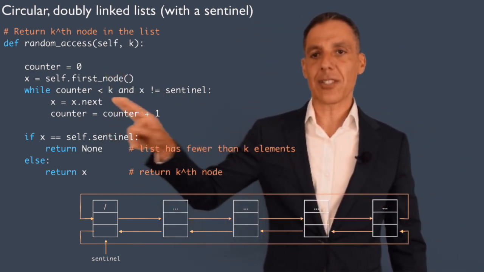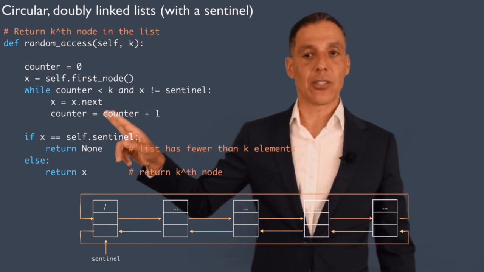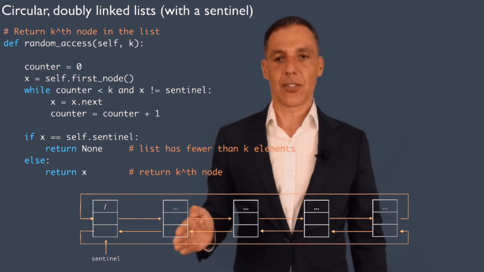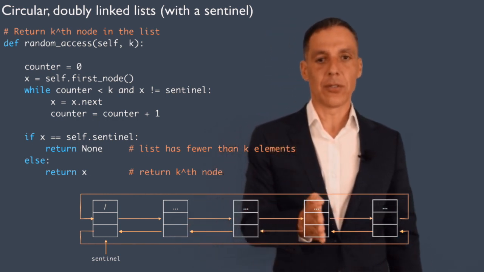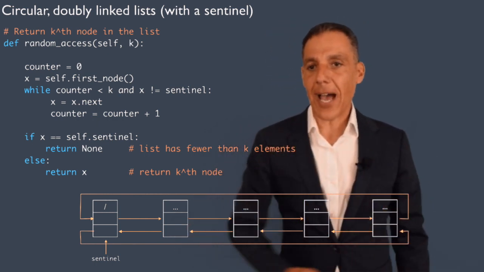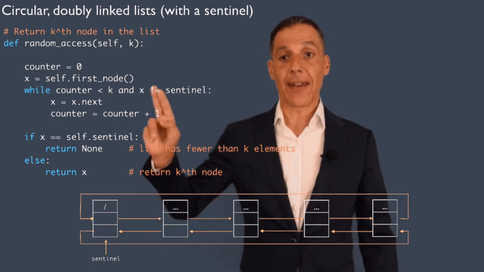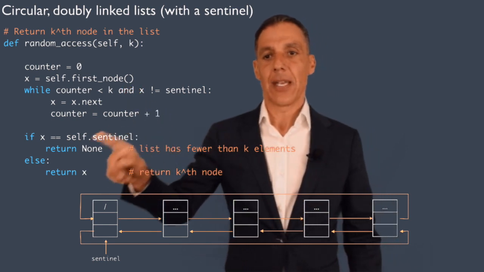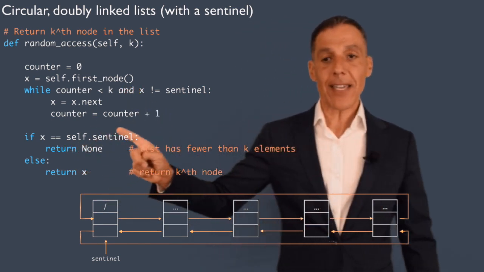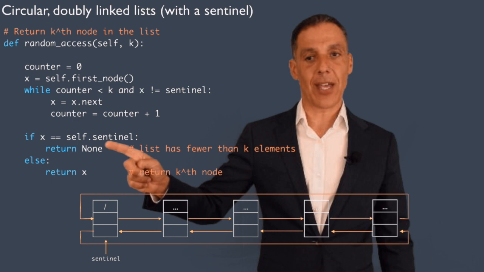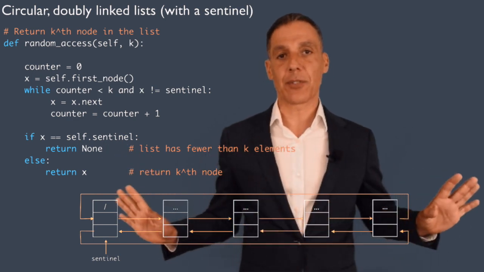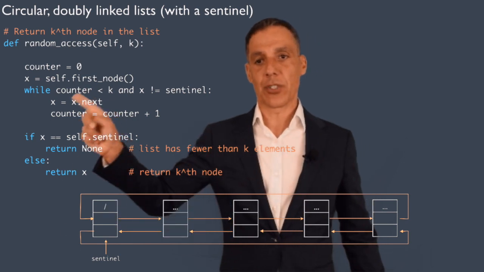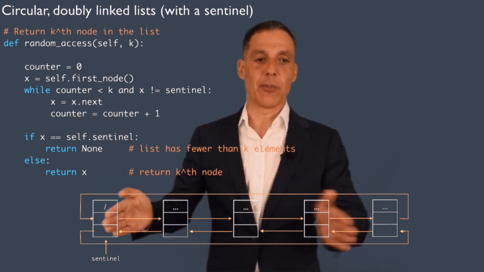So while counter is less than k and x doesn't equal sentinel, x equals x dot next, and increment the counter. So what am I doing? I'm saying, okay, this is 0, 1, 2, 3, and then if I loop around here, then I stop, or if I hit the kth element, I stop. And then, same game. If I hit the sentinel, that is if x is equal to the sentinel, then I return none. You are asking for an element that doesn't exist. Otherwise, return the kth element, which you found, which is just x, because you've incremented over.